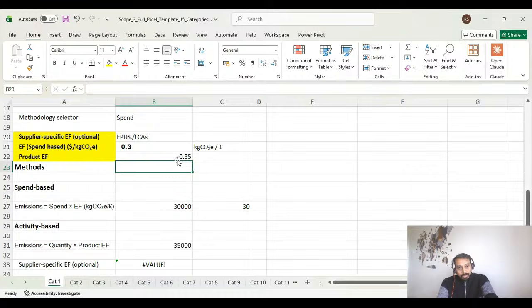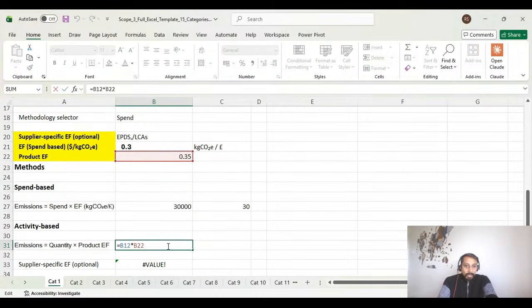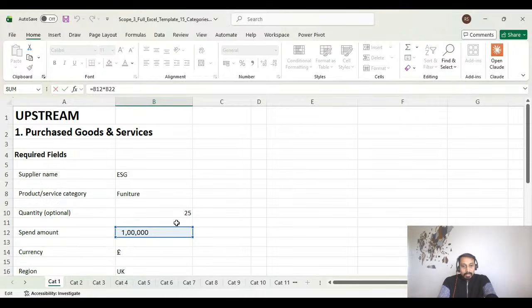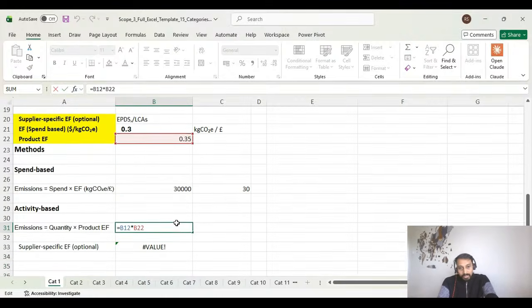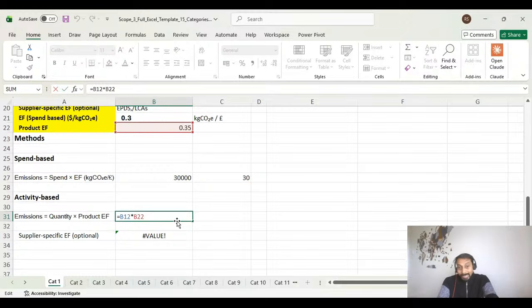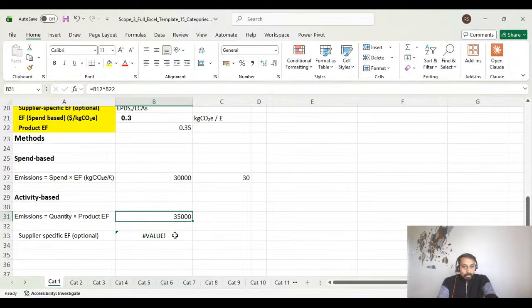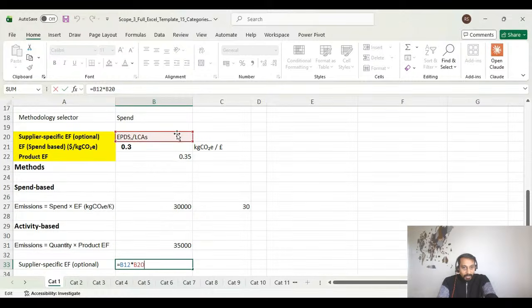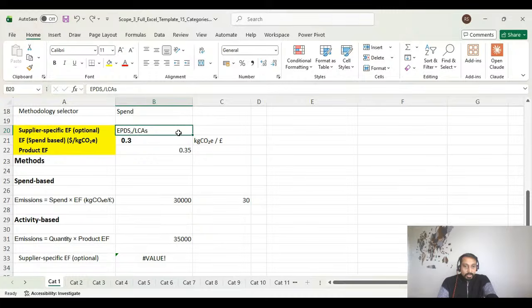furniture related stuff. For the wooden related stuff, I'm using the product emissions factor, and the quantity is 100k. So that is also the units considered here. So quantity might be different, might be the same. It depends on you how you are calculating the emissions category. Similarly, you can also categorize for the supplier emissions factor. So if you have the EPDs and LCAs, where the supplier has mentioned the emissions factor, then you can calculate those emissions from that supplier specific emissions factor.